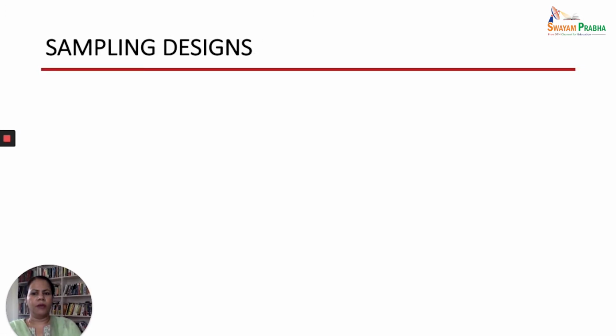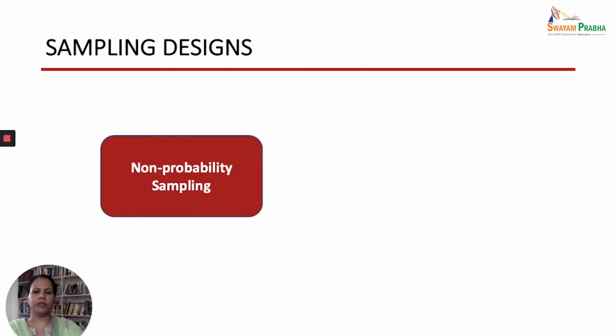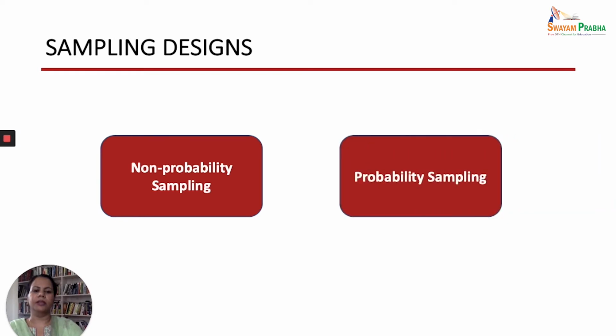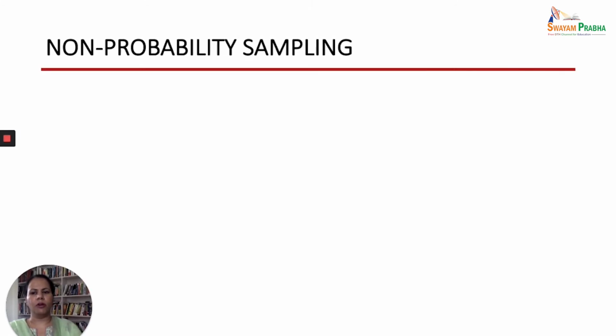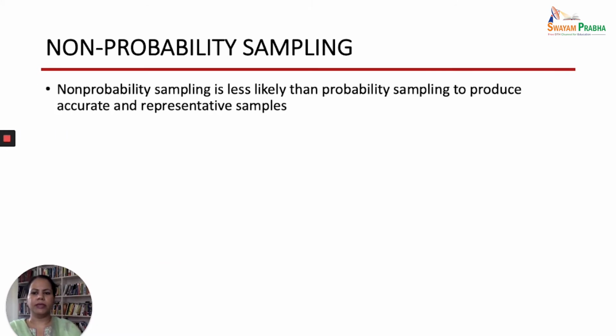Okay, now you have understood the basic concepts. Now let us talk about the different types of sampling designs. Whenever we talk about sampling designs, we have two types: one is non-probability sampling and another is probability sampling. So let us discuss these sampling designs in depth. First of all, we will talk about non-probability sampling. So what is non-probability sampling?